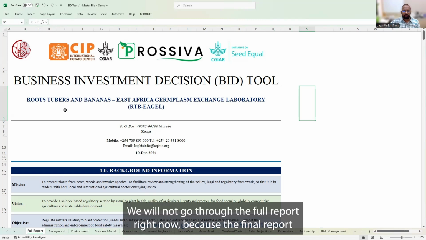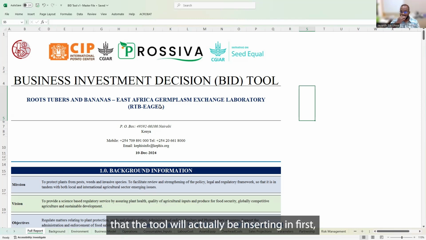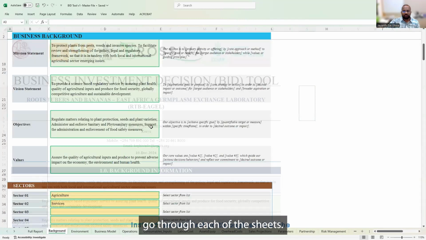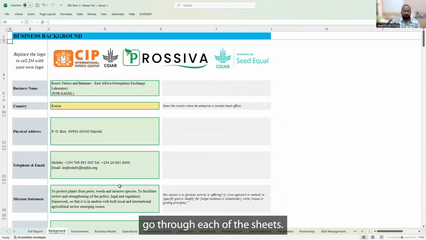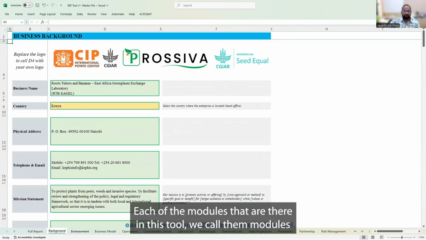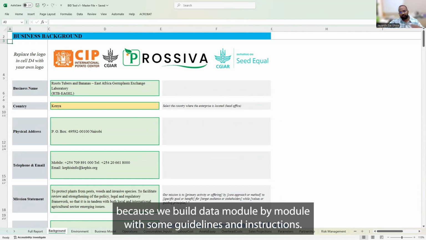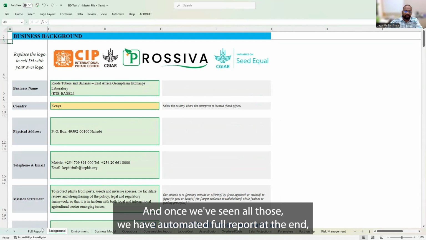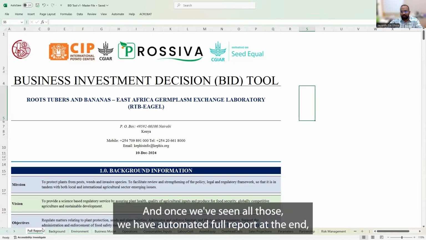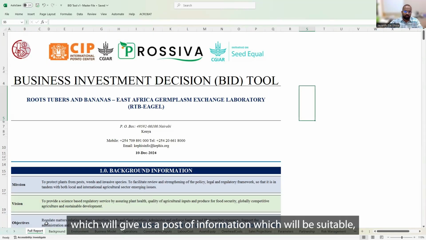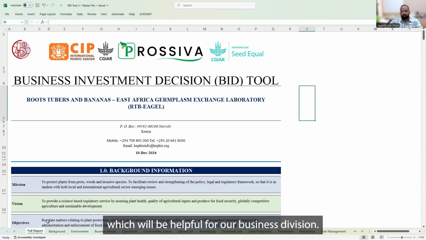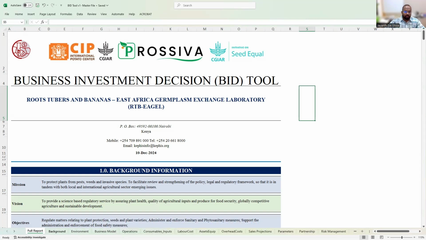We'll not go through the full report right now because that is the final report that the BIT tool will actually present to you. Instead, we'll first go through each of the sheets, each of the modules in this tool. We call them modules because we fill data module by module with some guidelines and instructions. And once we fill all those, we have an automated full report at the end, which will give us a host of information that will be helpful for our business division.